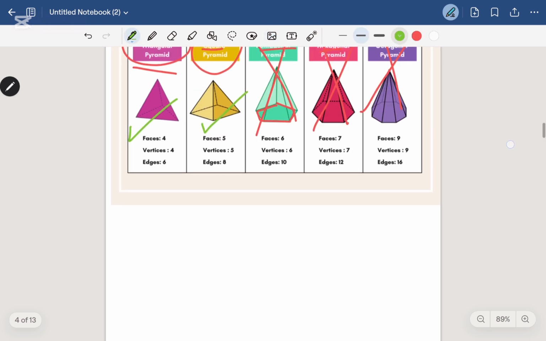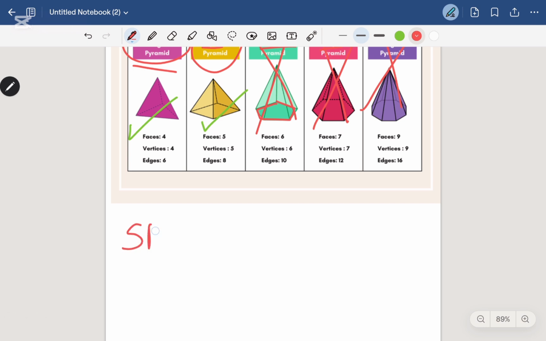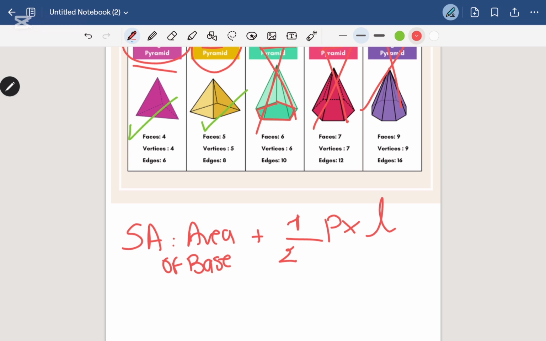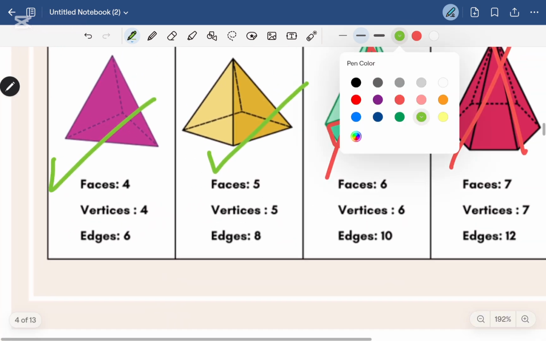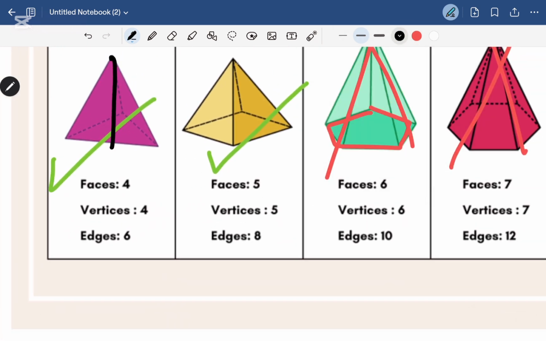Now, to find the surface area of any pyramid, it is the area of base plus half of the perimeter times the slant height L. What is the slant height L? Very simply, the slant height L is this height over here or this height over here. Because as you know, the actual height in any pyramid is always perpendicular. So the slant height is going to be something like this.